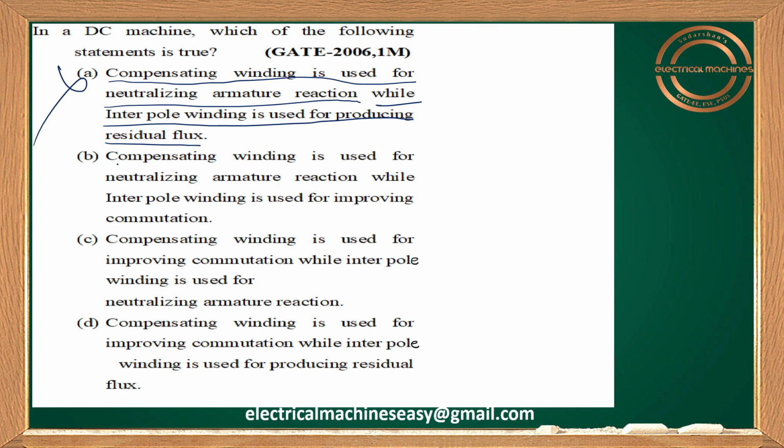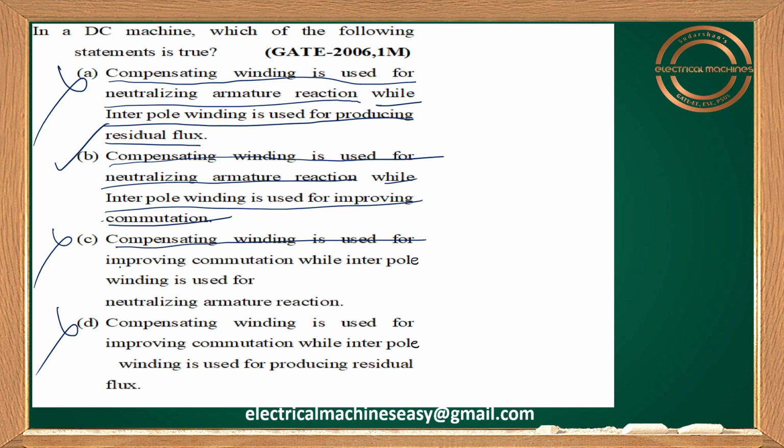Let me go for option B. Compensating winding is used for neutralizing armature reaction, while interpole winding is used for improving commutation. Yes, correct. Option B is correct. If you want, you can check options C and D, which will be wrong. In option C, compensating winding is used for improving commutation. Is it correct? No. For improving commutation, I'm using interpoles, not compensating winding. Option D also says the same, so that is wrong too. So option B is correct.